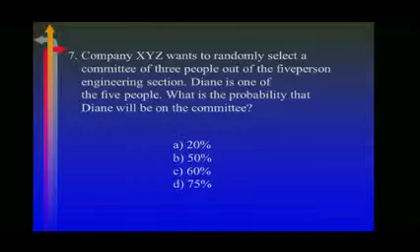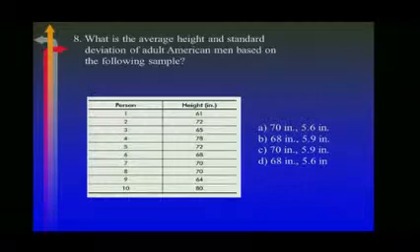Everyone? Let's take the calculator and let's calculate this one. What is the average height and standard deviation of adult American men based on the following sample? There were people ranging from 61 to 80 inches tall, and there were 10 of them measured.